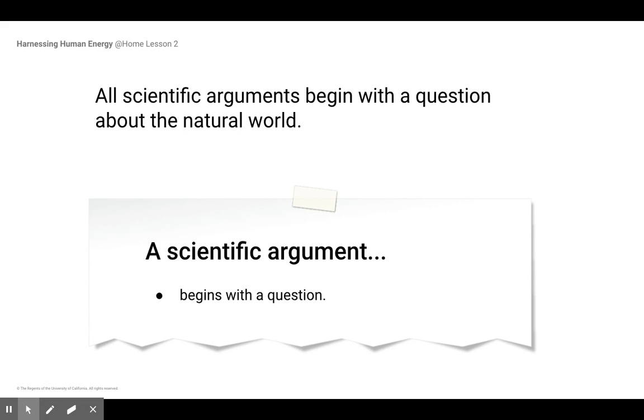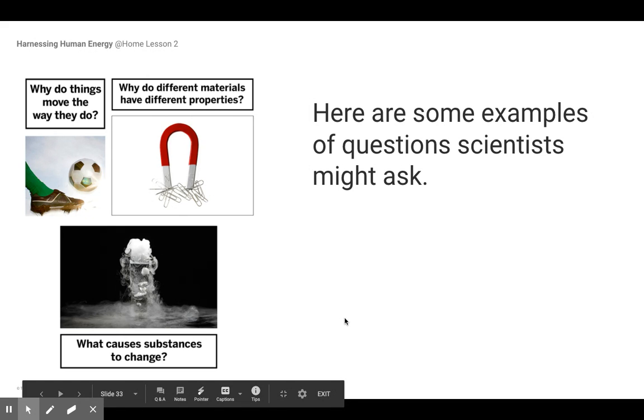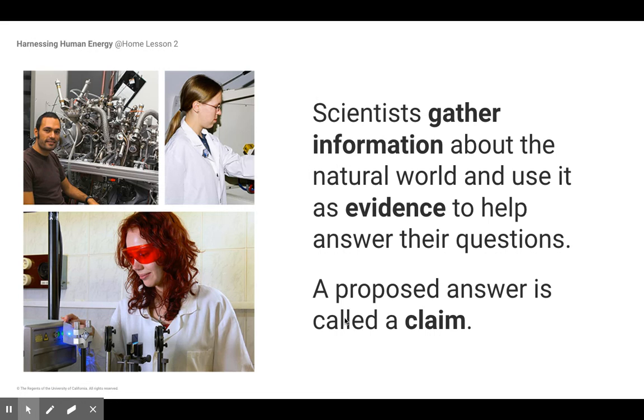All scientific arguments begin with a question about the natural world. A scientific argument begins with a question, just like in the scientific method. The scientific method is still going to be used. All those concepts are still going to be used in this unit. So here are some examples of questions scientists might ask. Why do things move the way that they do? Why do different materials have different properties? What causes substances to change? Scientists gather information about the natural world and use it as evidence to help answer their questions. The proposed answer is called the claim.